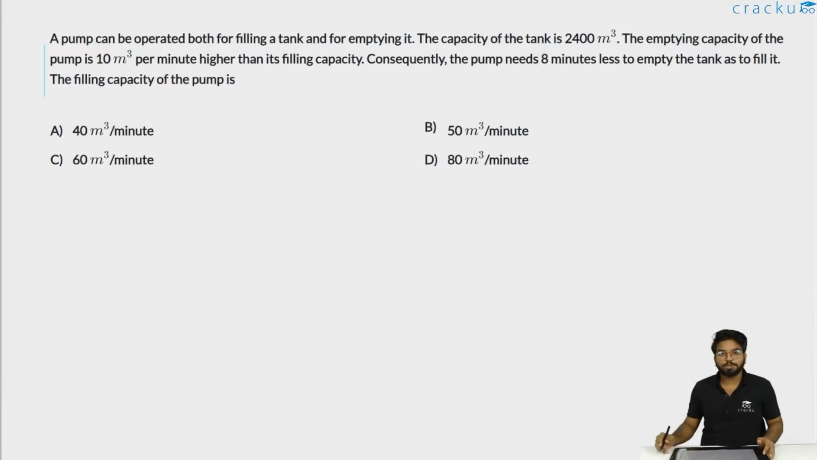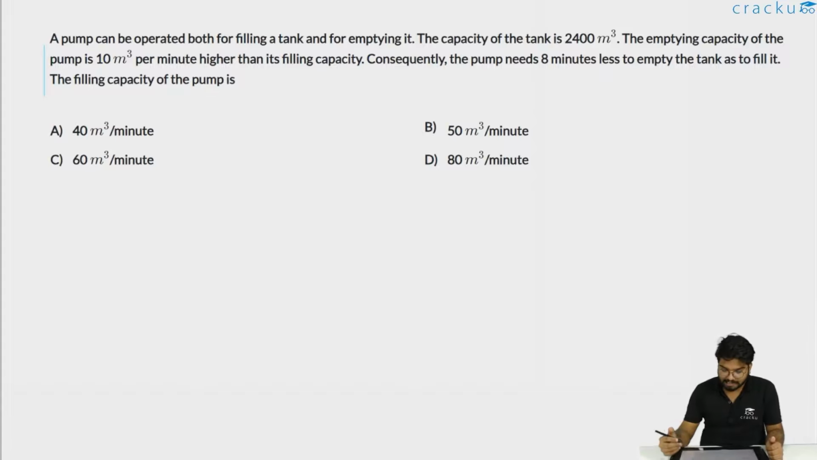Hi guys, we have this question on time and work. It is based on pipes and cisterns, and it is an easy question. Let's do this. It says that a pump can be operated both for filling a tank and for emptying a tank. So there is a pump. It can either fill the tank or it can also empty the tank. It can work both ways.